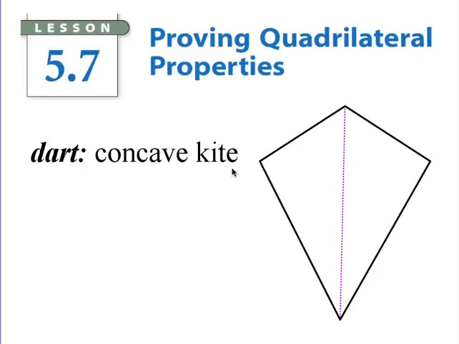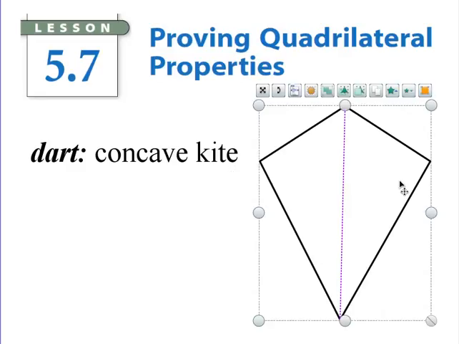More often than not, we use a flowchart proof. And so first of all, we're going to define what a dart is. A dart is a concave kite. So if you remember what concave means, what does it mean? It goes into, so it kind of forms a cave, right?